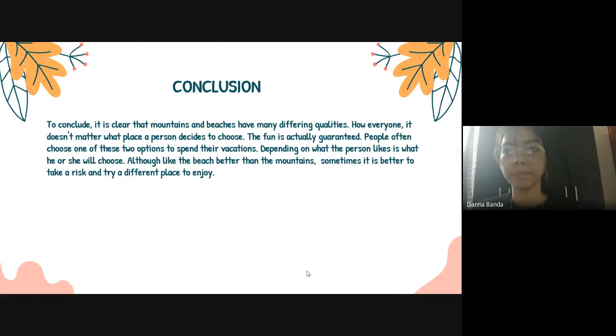Okay, here you can see that we restate the thesis that we had before. That is, to conclude, it is clear that mountains and beaches have many different qualities. So we restated the thesis and also we added the connector "to conclude" to show the reader that it's the end of the essay. And also we gave some suggestions or personal opinion about these subjects, right? Okay, next one, please.